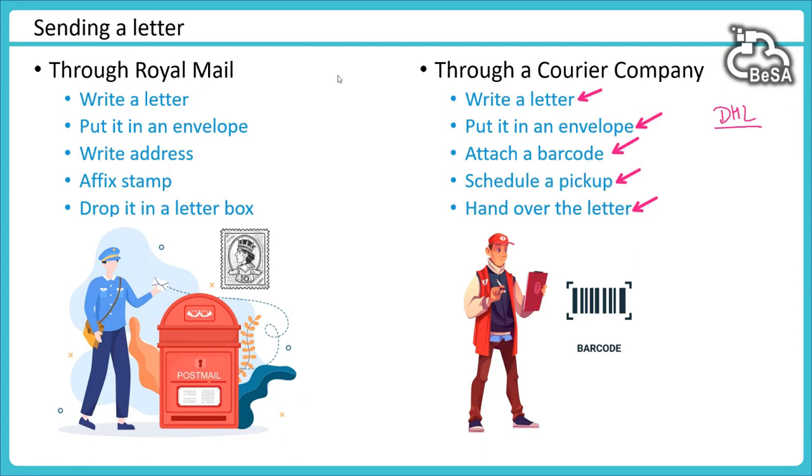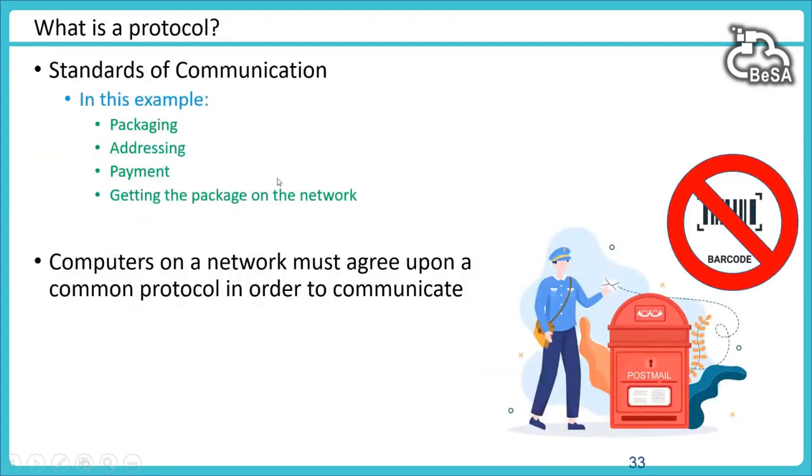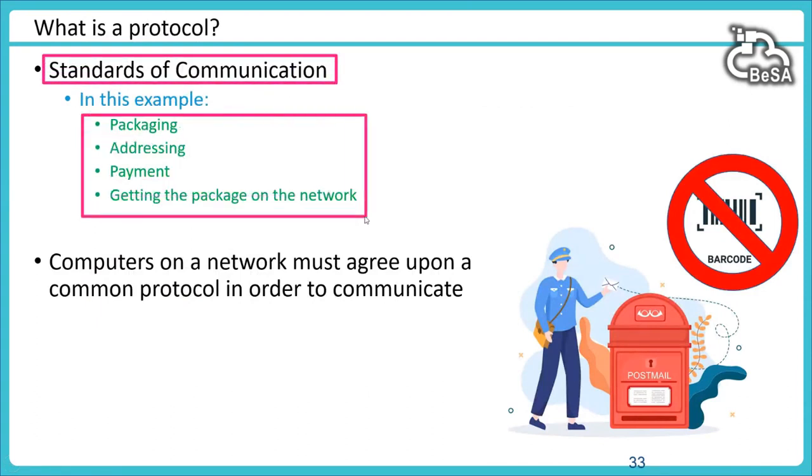So what I am seeing here is one type of method of communication, another type of method of communication, that is your protocol. So a protocol is a way by which we package our information in such a way that it can be delivered from one network or one server to a client or between clients. It all depends. So that is what a protocol is. If I go with the standard definition, it is a standard of communication. You would be using packaging, addressing, payment, getting on the network. In case of Royal Mail, payment was done through a stamp you purchased. In the DHL case, it was an online payment you have done.